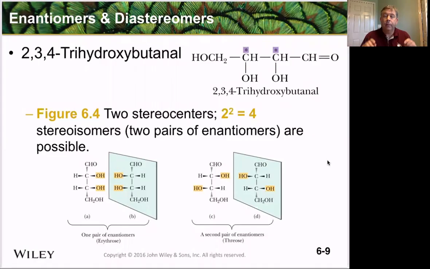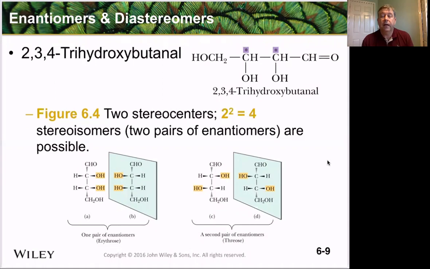Okay, so now that we have more than two stereocenters, let's start keeping track of our stereoisomers. If we have two stereocenters, that means we're going to have two pairs of enantiomers. One pair of enantiomers is going to have a non-superimposable mirror image. The other pair is also going to be a non-superimposable mirror image, but these two pairs are not going to be mirror images of each other.